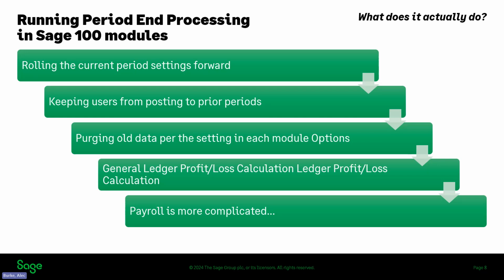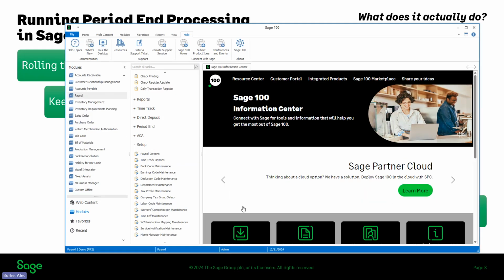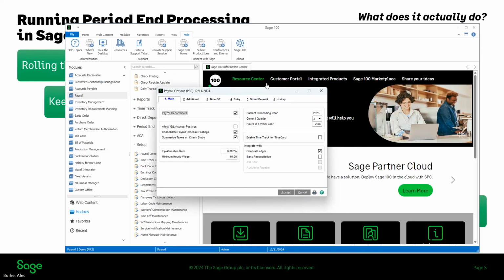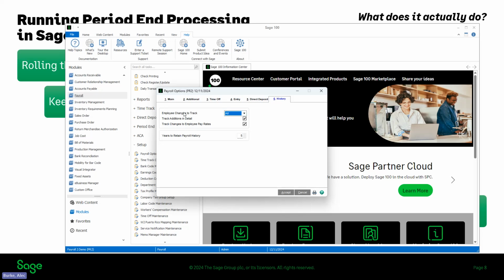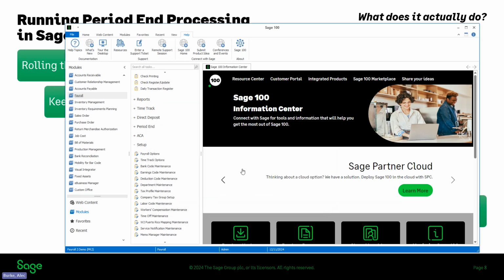The other big impact of running period end processing is the purging of old data as set in each module's options window. So if we look back in the software again, we'll jump back into payroll options. And on our history tab here, it may be in different places in the different options windows in the various modules, but there will always be a section for years to retain history of whatever that module is. For payroll, I've got it set to 5. But it's a really good time to check through your various modules and make sure that they're lined up with the setting for years to retain.